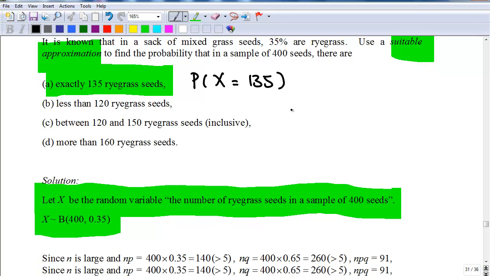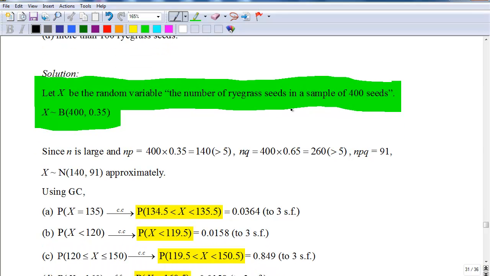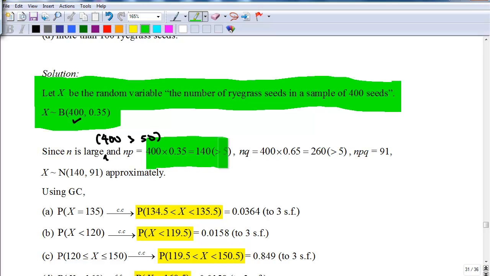So how do we present? Again, we check for conditions. Okay? Now what are the conditions? First of all, n must be large. 400 is definitely bigger than 50, so 400 is definitely large. And then we look for np and npq, which must be more than 5. So if you take your n 400 times p, you get 140, bigger than 5. Your nq, which is 400 times 1 minus 0.35, will be 260, and that is again bigger than 5. So all the conditions are true.